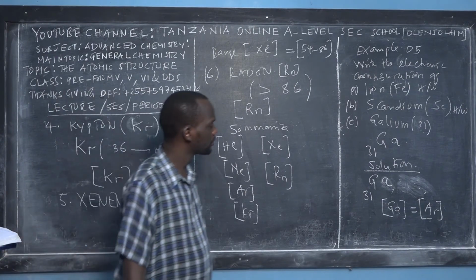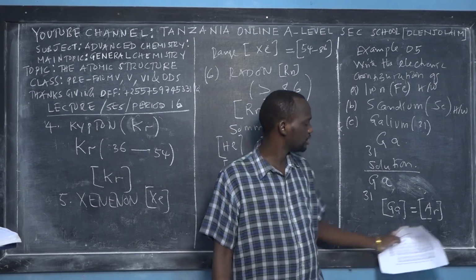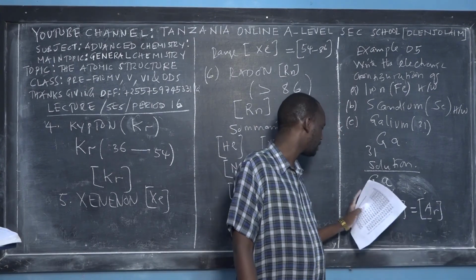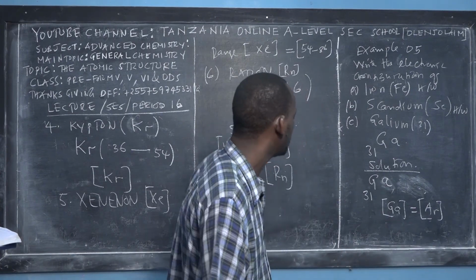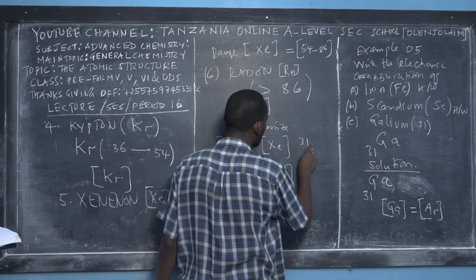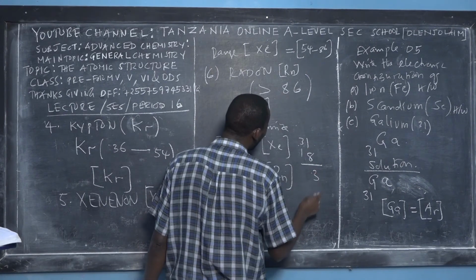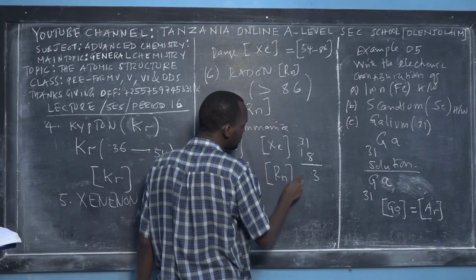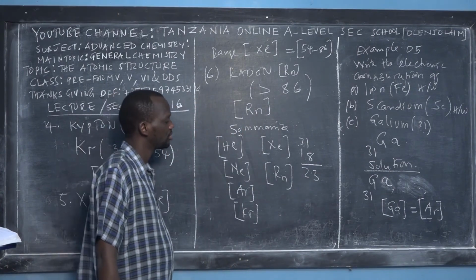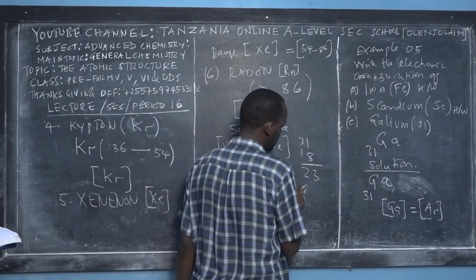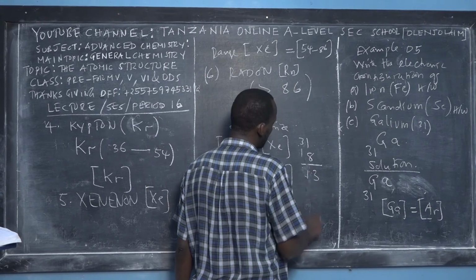Let me repeat. This has 31 electrons. We have already used 18 electrons. 31 minus 18 is equal to 13. Then 3d10, then 4s2, and 4p1.